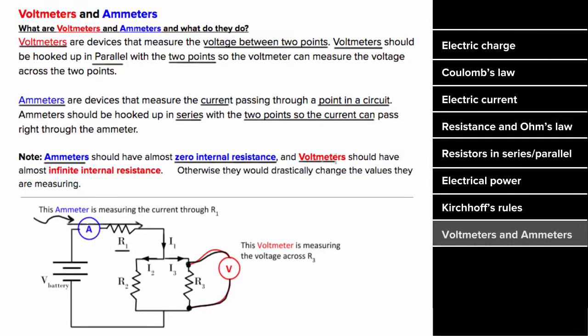And voltmeters should have near infinite resistance, so that they don't draw any of the current from the resistor. In reality, ammeters have a very small but non-zero internal resistance, and voltmeters have a very high but not infinite internal resistance. So what would an example problem involving voltmeters and ammeters look like?